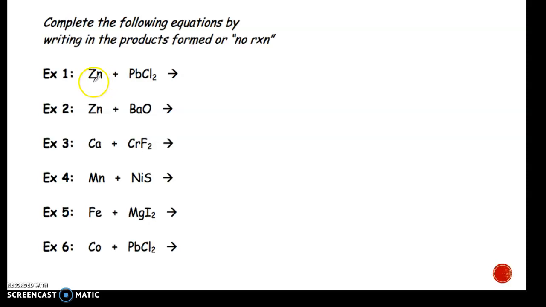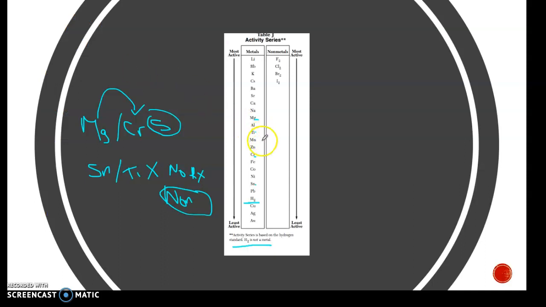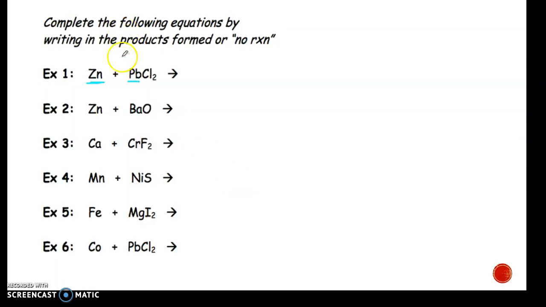We're going to focus on zinc and lead because they give me 2 metals. Now, if they gave me 2 non-metals, I'd be focusing on the non-metal side of the table. But because they gave me 2 metals, I'm going to focus on the metal side of the table. So, basically, I need to ask, is zinc more active than Pb to replace it? Let's go back here. Zinc is right here, and then Pb is all the way down here. So because zinc is higher than Pb, zinc is able to replace Pb in the reaction.